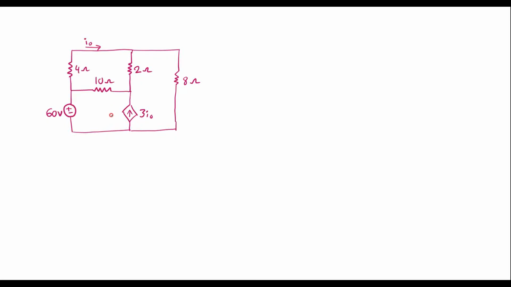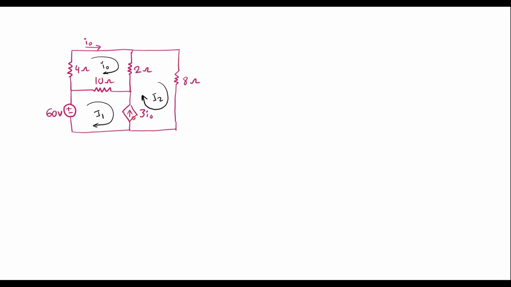So here we can observe that we have three loops. This is one loop, this is the second loop, and here we have the third loop. Let me assume the current in this loop is, say, I1. Let the current in this loop be, say, I2. Anyhow, the current in this loop is I0, which is flowing. I will take it as I0. Now here we can observe that 3I0 is a current-dependent current source, which is dependent on current I0, where current I0 flows here.